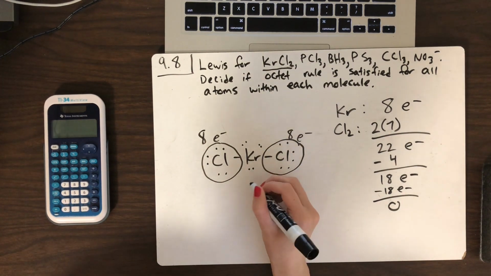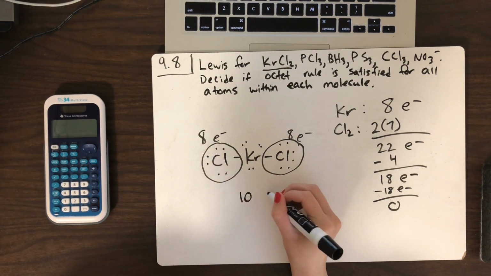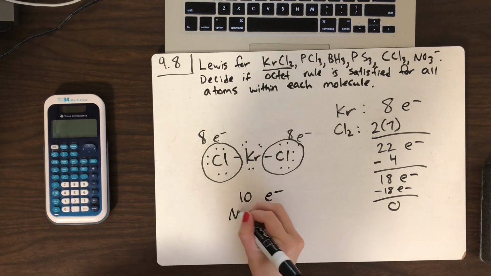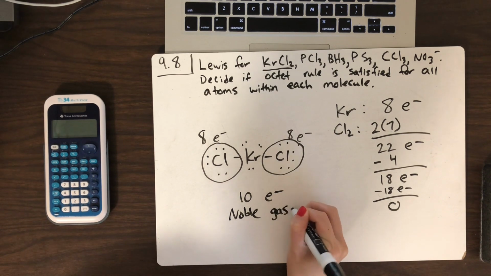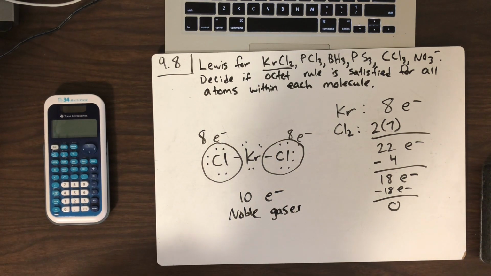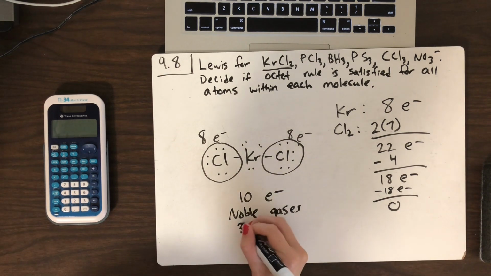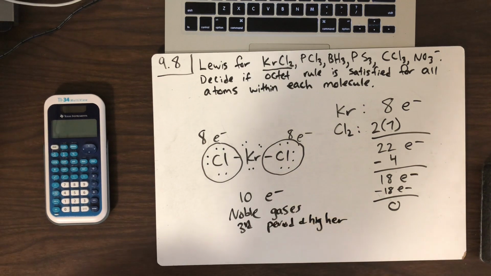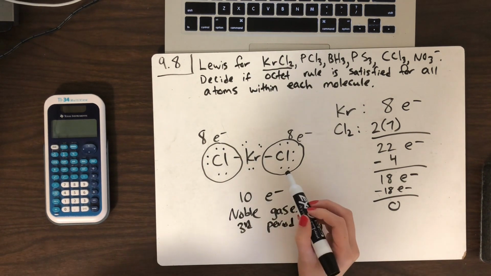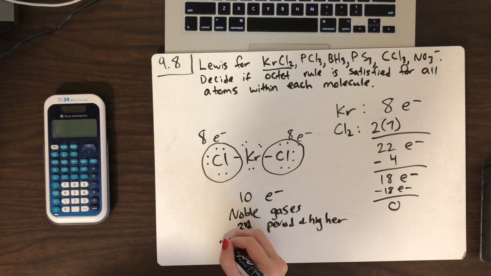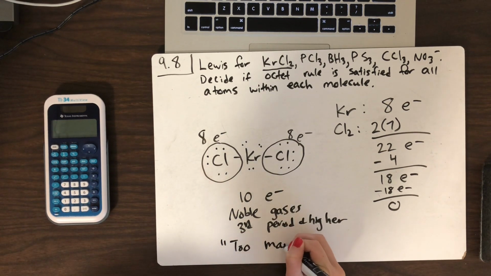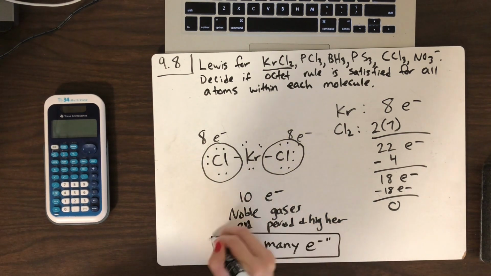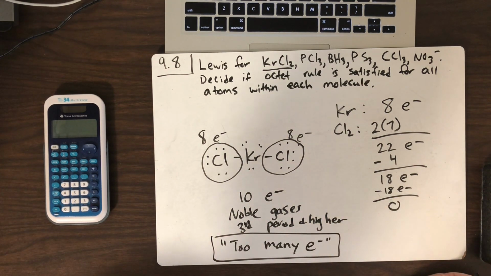But then you'll notice this krypton here has 10 electrons, so he's a little overloaded. But a lot of compounds that have noble gases, you'll see this happening where they're overloaded, and that is okay. In general, anything 3rd period and higher can accommodate being overloaded with electrons. So this Lewis structure is correct, but in terms of the octet rule, we call that too many electrons, even though this is the correct Lewis structure.